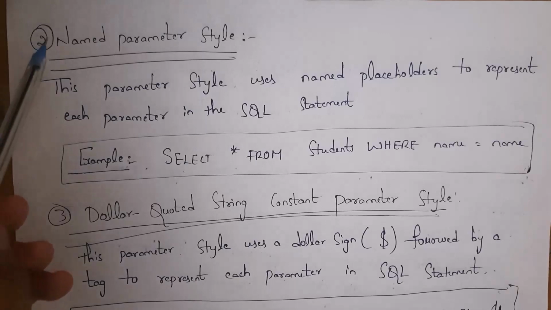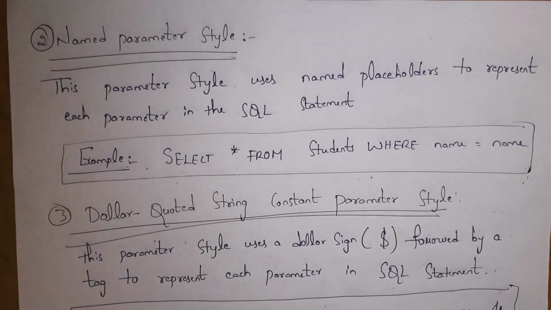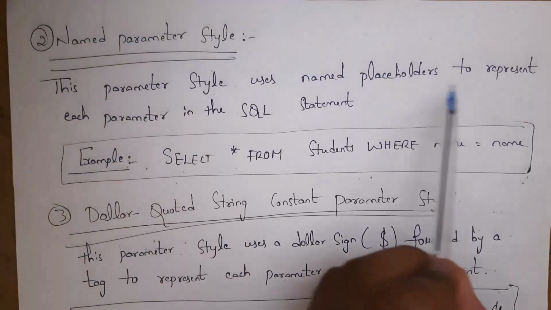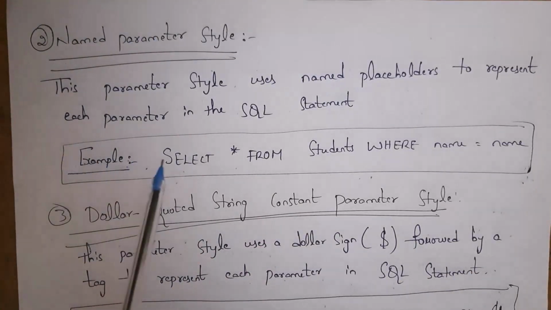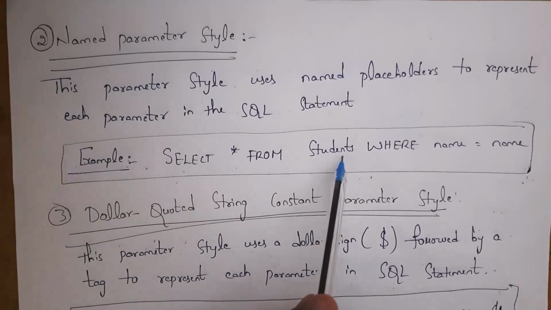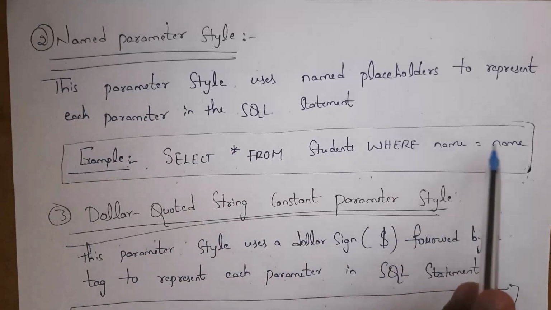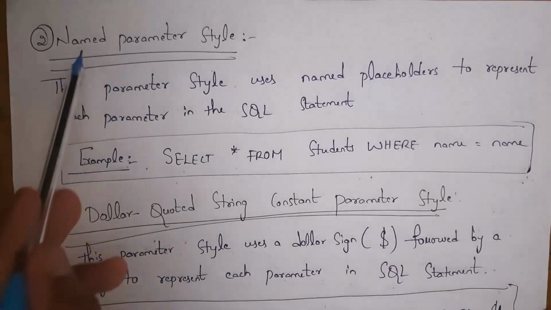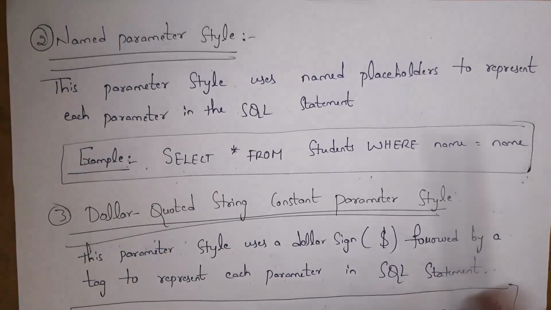Next one is named parameter style. In order to represent parameters in SQL statements, named parameter style uses a named placeholder. This is an example. I have written here select star from students where students is the table, where name equal to :name. This :name is named parameter style. Here we will use :name.